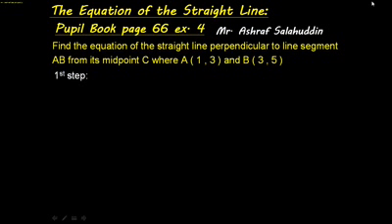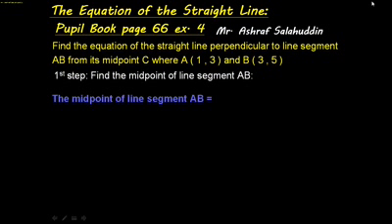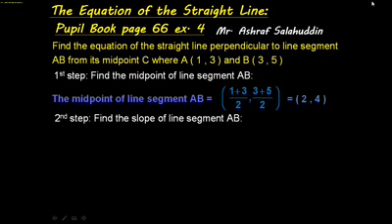Most of the students will get the slope of the straight line, but first I'm going to get the midpoint of line segment AB. I have to remember the rule of the midpoint, which is (1 plus 3) over 2 and (3 plus 5) over 2, and the midpoint is (2, 4). This is the point C. Now I'm going to get the slope of AB.